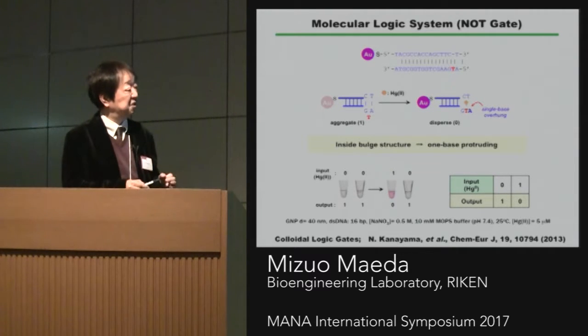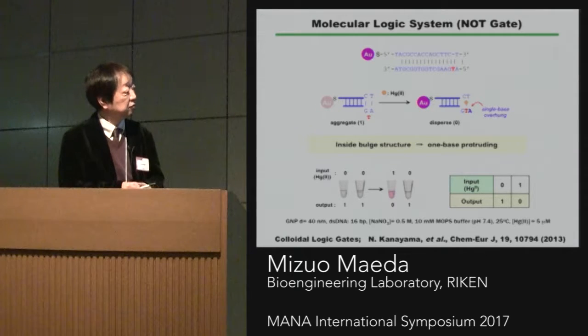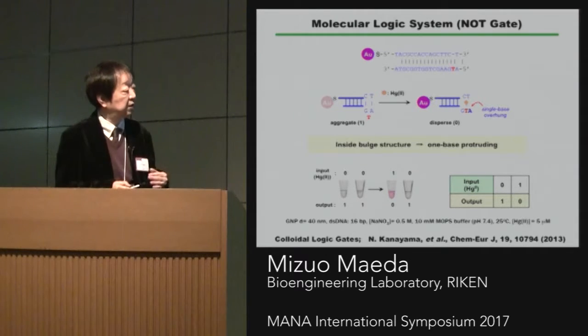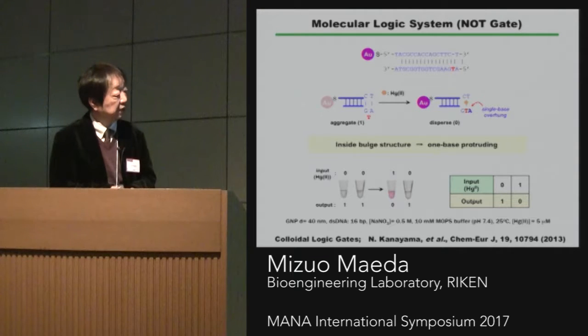What is the essence of this NOT gate? We used an inside bulge structure like this. In this case, AT full match is formed to give a turbid or aggregated one. But with the addition of mercury ion, a T-mercury-T base pair is formed to give a single base protruding overhang of A. This A is flexible, and this flexibly moving A can stabilize the colloidal system. Actually, this worked this way.